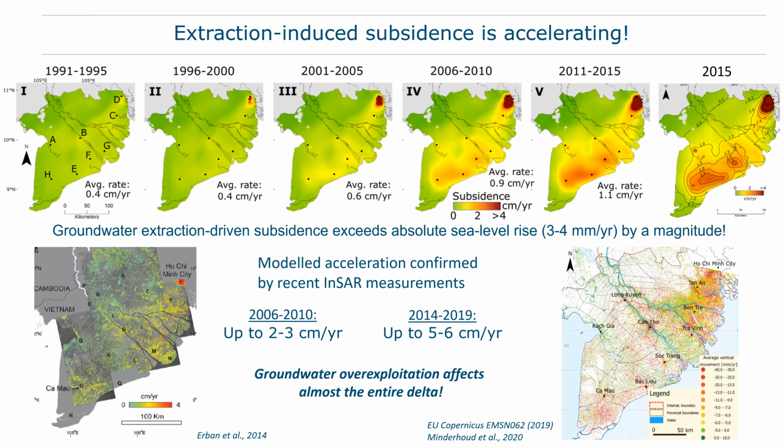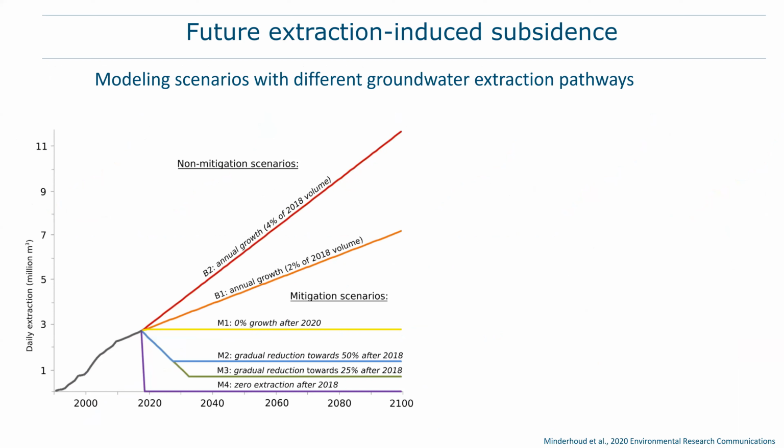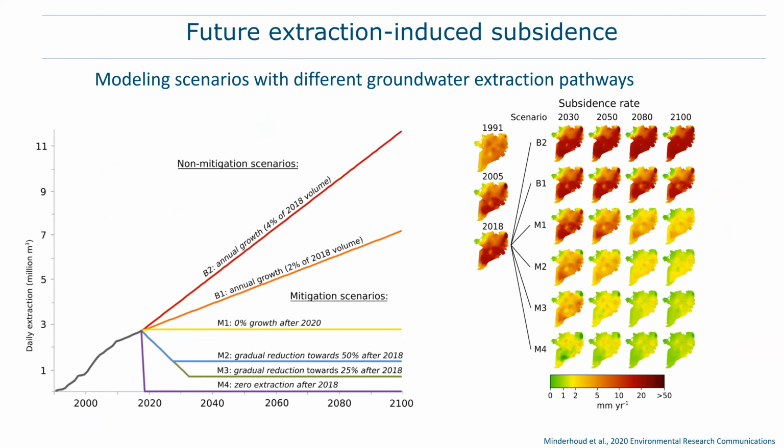So the beauty of having such a model is that we can also use it to go into the future and try to make predictions of what may happen given certain scenarios. So a bit like the IPCC reports on sea level rise, but then on the land side. So that's what we did until the end of the century. We created these different scenarios of groundwater extraction, both non-mitigation and mitigation scenarios. And we calculated the effect on how much land subsidence rate it would create. And I'd like to highlight this one.